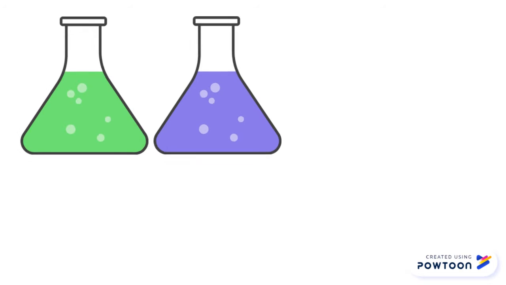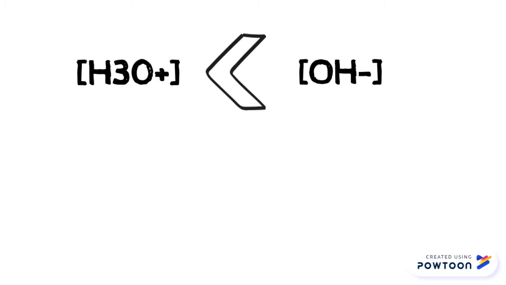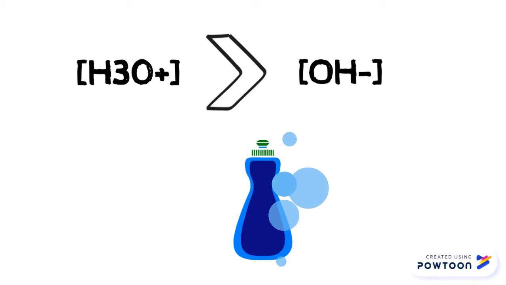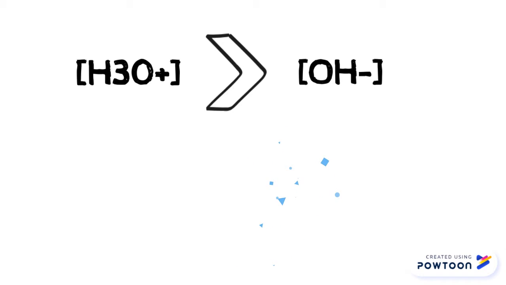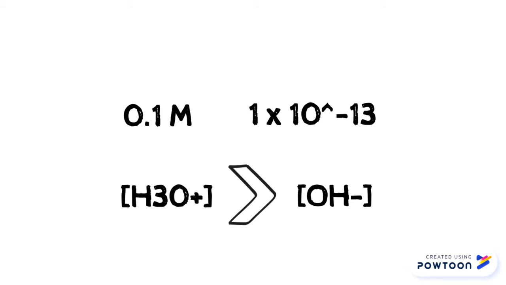Once we know our two molarities on the left side, we can determine whether the solution is acidic or basic. If the hydroxide molarity value is greater, then the solution is basic. If the hydrogen molarity is greater, then the solution is acidic. Our previous example is acidic because the hydrogen molarity is greater than the hydroxide molarity.